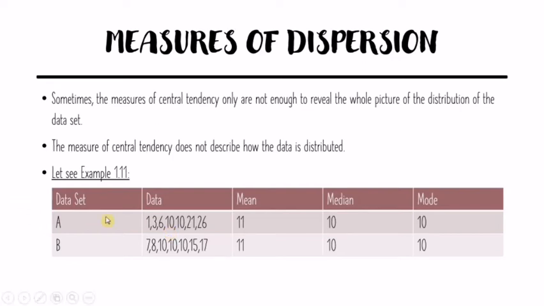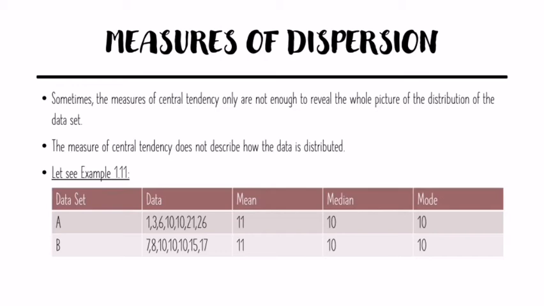For set A, you see 1 is the smallest and the highest is 26. If you were to draw a normal distribution graph, the bell-shaped graph, you will see that the graph is wider because it covers 1 to 26. However, if you look at data set B, the smallest is 7 and the highest is 17. If you draw the bell-shaped graph, you will see that it is not as wide as set A, because it has a smaller range.